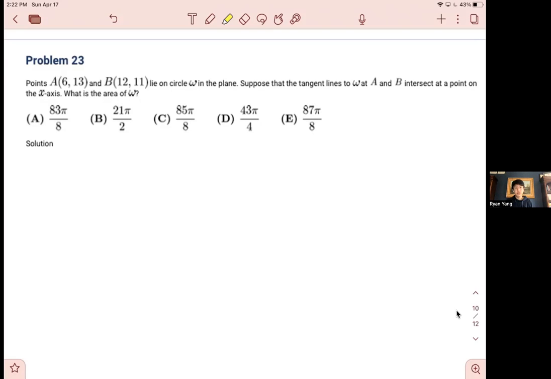And now for problem 23. This was my favorite one on the test, actually. Points A at (6, 13) and B at (12, 11) lie on a circle omega in the plane. Suppose that the tangent lines to omega at A and B intersect at a point on the x-axis. What is the area of omega?